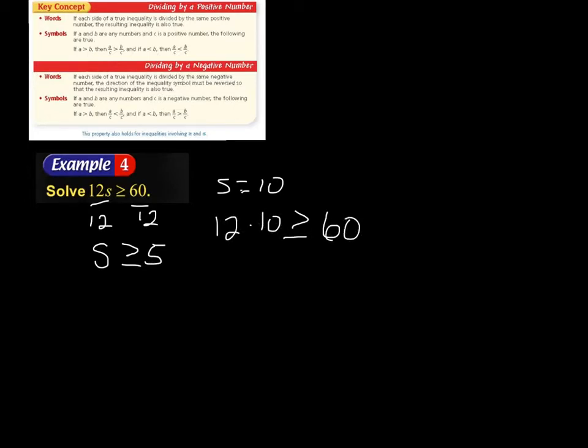I want us to solve, so to get rid of times 12, I'm going to divide both sides by 12. So I have s is greater than or equal to 5. I'm going to check that with a number bigger than 5. How about 10? Picking easy numbers. So 12 times 10, is that going to be greater than or equal to 60? 120 is in fact greater than or equal to 60.